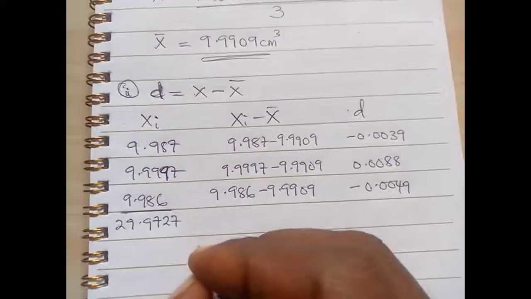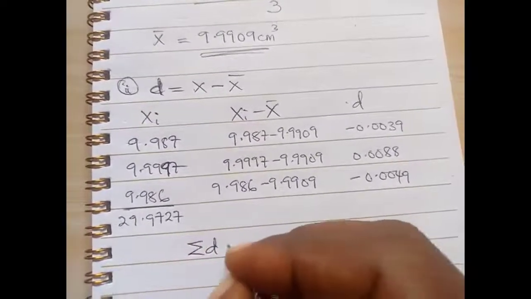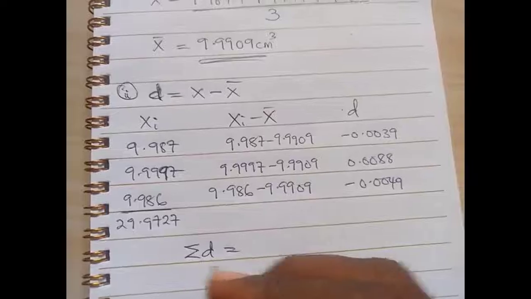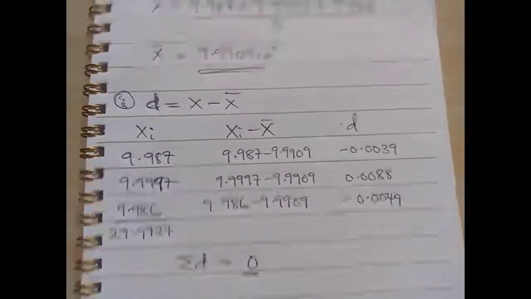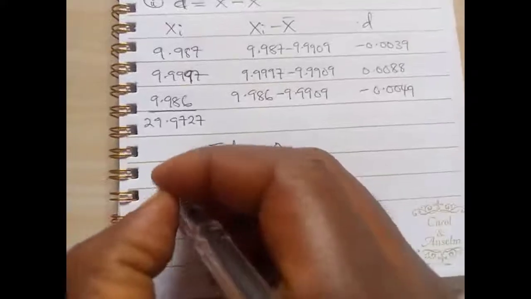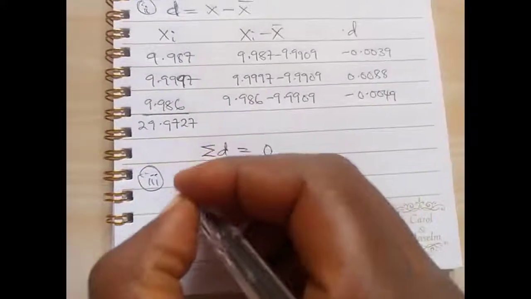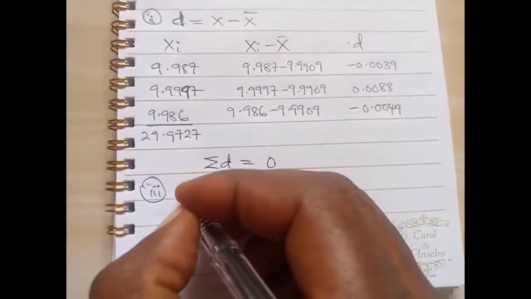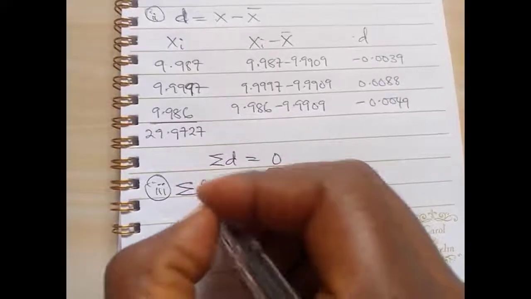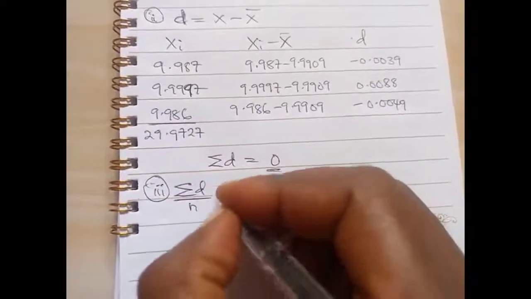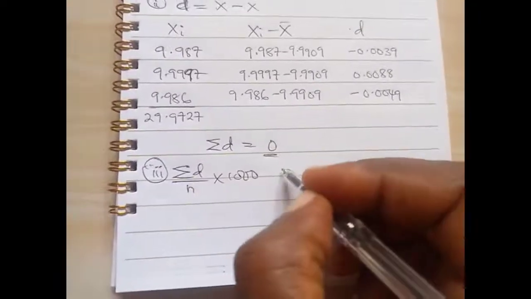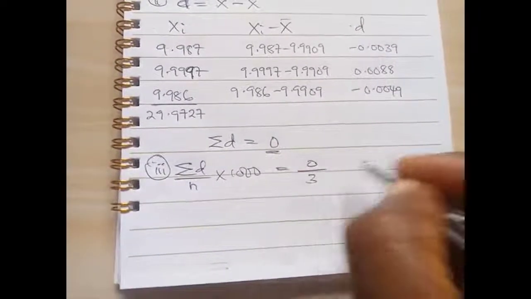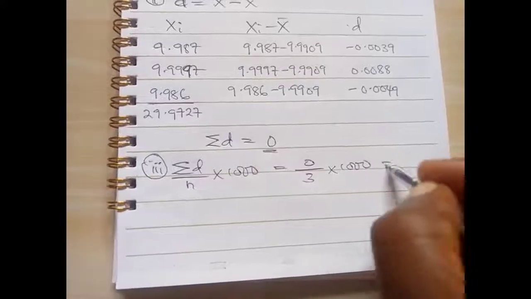So the mean deviation is the summation of this. If we sum all of that, we get 0. The third one is relative mean deviation. Relative mean deviation is given as the summation of d divided by n times 1000. So what we have is 0 over 3 times 1000, which is still 0.